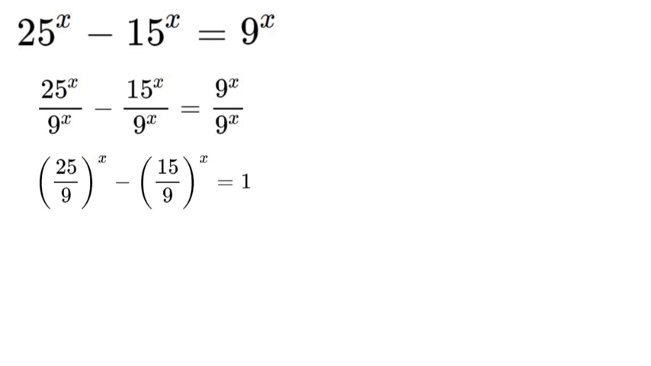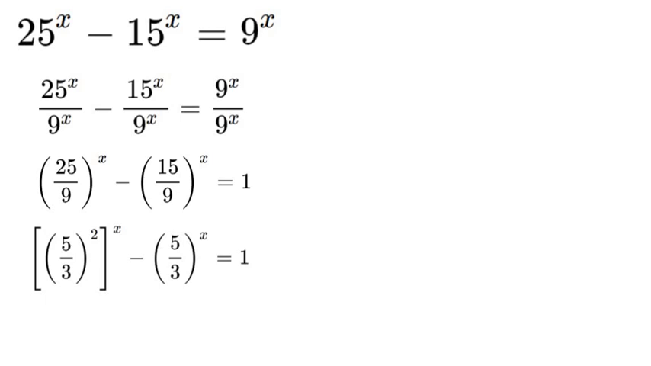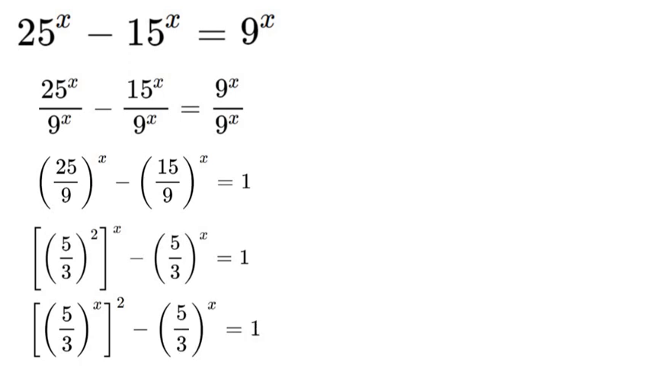Now what we're going to do is simplify these fractions a little bit. So we can change 25 over 9 into 5 over 3 squared, and then 15 over 9 is equal to 5 over 3. Now using exponent properties that we talked about before, we can switch our 2 and our x so that it looks like that, which is perfect because now we can change our 5 over 3 to the power of x. We can set that equal to y.